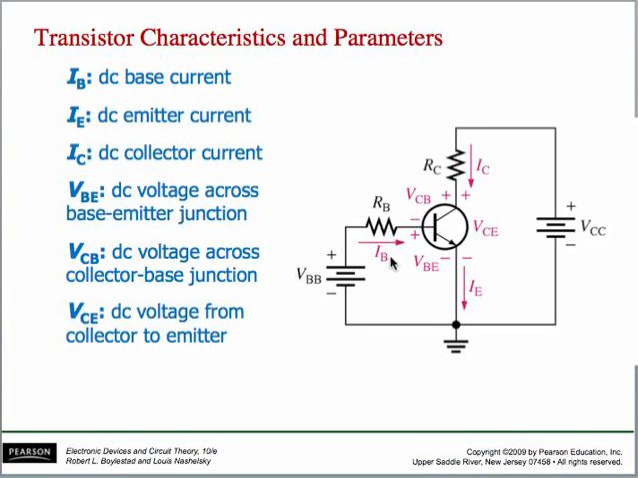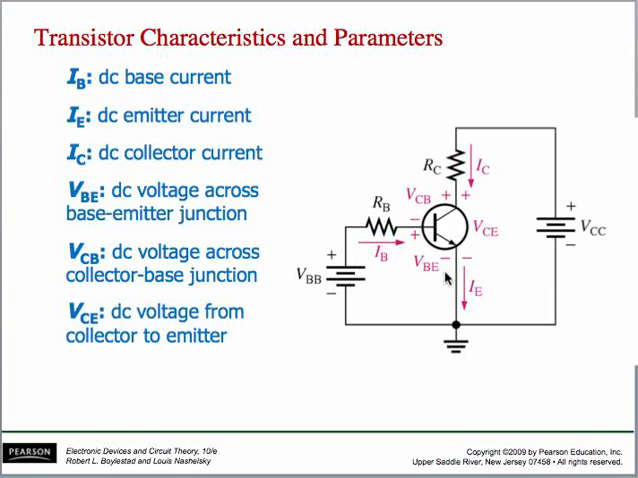So IB is the base current, IC is the collector current, IE is the emitter current, RB is the resistor connected to the base, RC is the resistor connected to the collector. And later on you will also find some other configuration whereby you will have a resistor connected to the emitter, and that resistor is commonly named as RE.